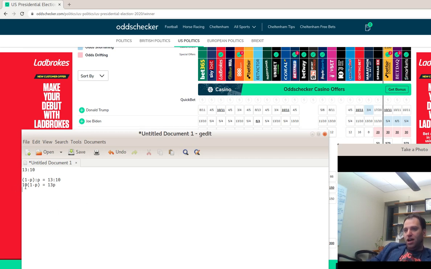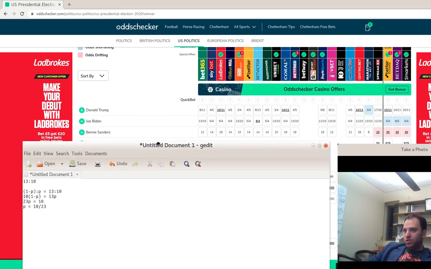So 1 minus P times 10 is equal to 13 times P. Here you have minus 10P, here you have 13P. So that's going to be 23P is equal to 10. So P is equal to 10 divided by 23. That's the implied probability of Joe Biden winning. You can compute it like that.